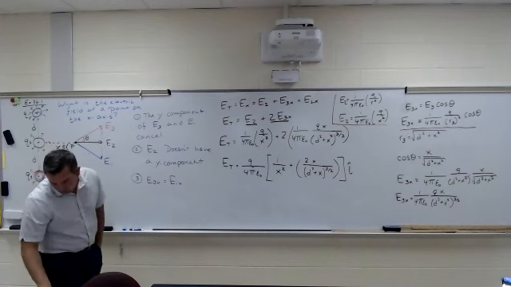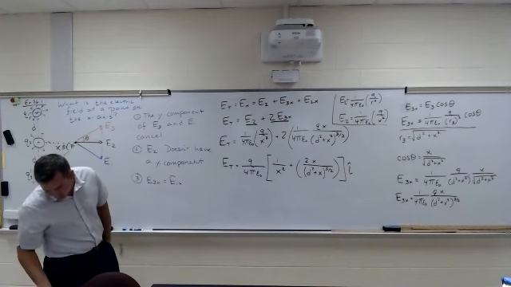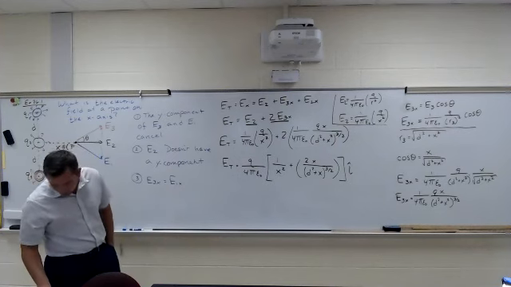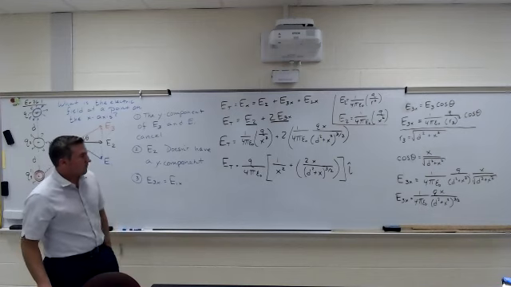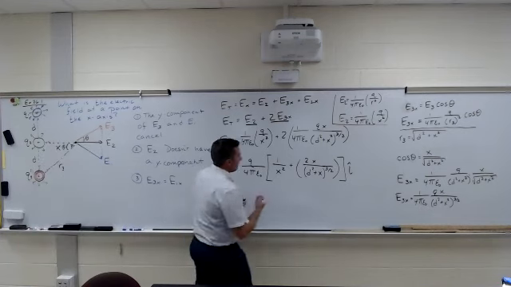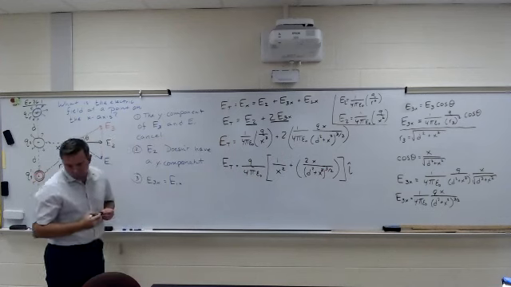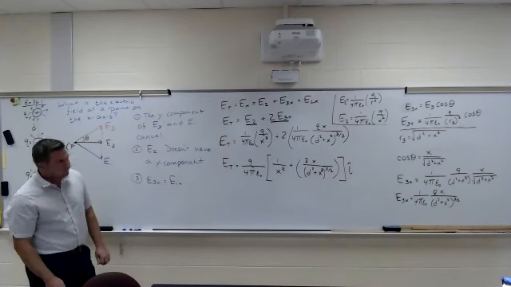Is that what they have in the book? Q over 4 pi epsilon naught times 1/x squared plus 2x over x squared plus d squared. Oh, they have x squared plus d squared. Oh, I forgot the square. I didn't put that second square on. To the 3/2 i hat.